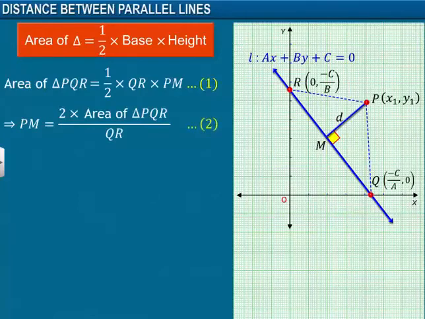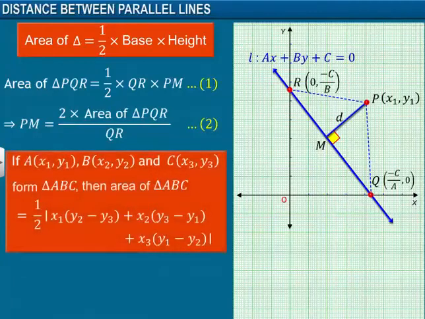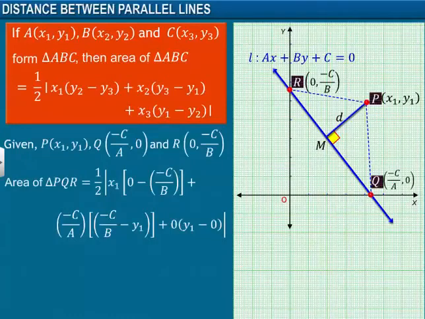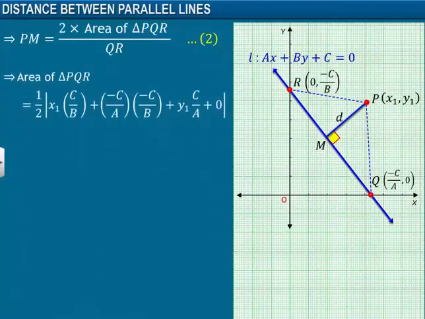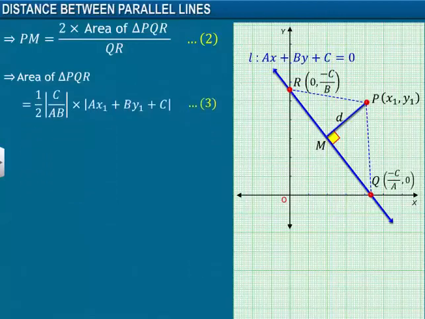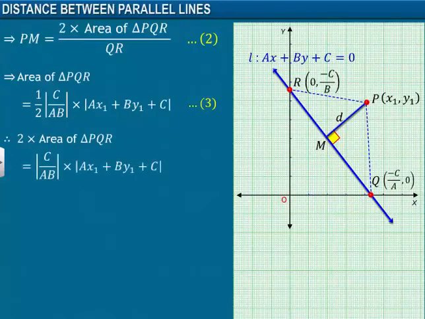Recall the formula for the area of a triangle whose vertices are given. Substituting the coordinates of vertices P, Q and R in the formula for the area of a triangle and simplifying, we get the area of triangle PQR as 1/2 into modulus of C upon AB into modulus of Ax1 plus By1 plus C. Let this be equation 3. Therefore, twice the area of triangle PQR is equal to modulus of C upon AB into modulus of Ax1 plus By1 plus C. Let this be equation 4.